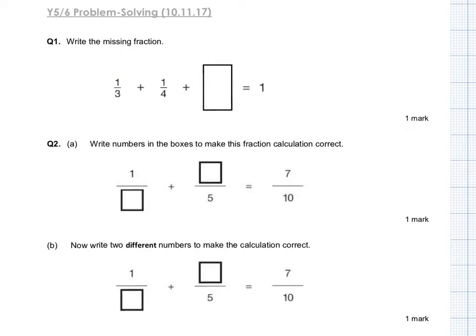And the first one says write the missing fraction. Now we've got 1/3, add a quarter, add another fraction equals 1 whole. The problem we've got here is two different denominators. So just like before, we need to make them into the same denominator. We need to find a common multiple of the two. The easiest way to do that is to times 3 by 4.